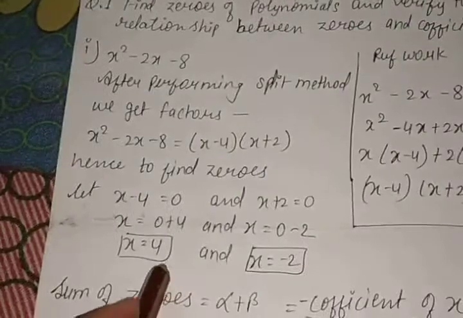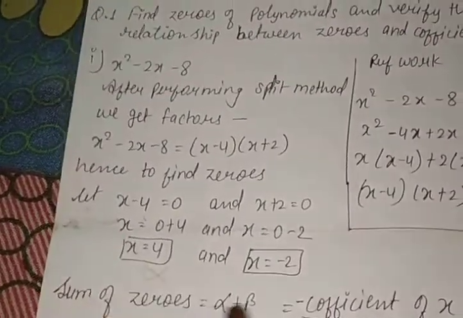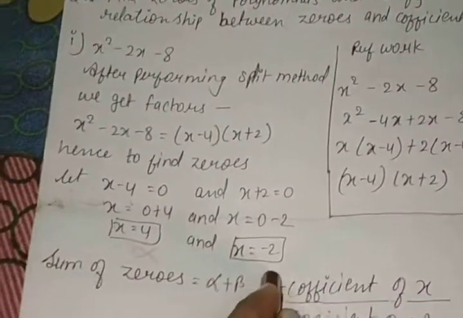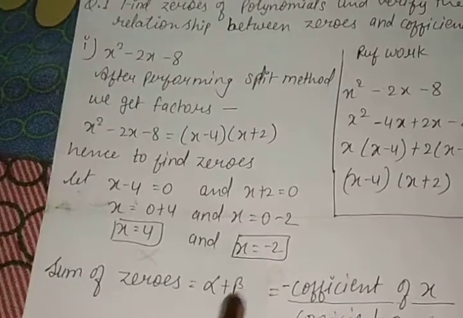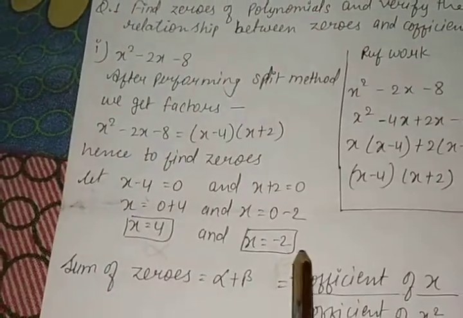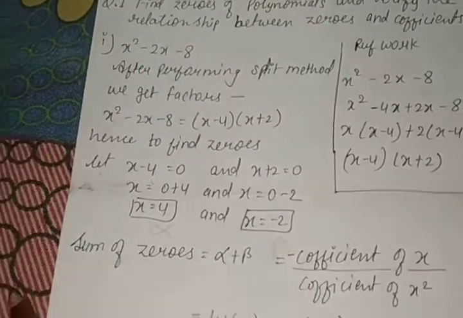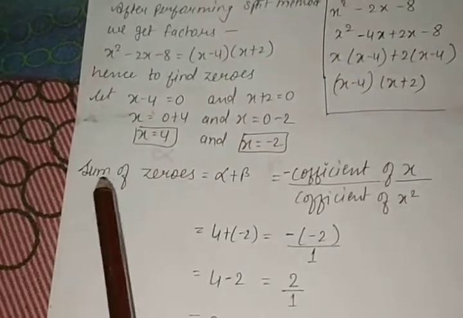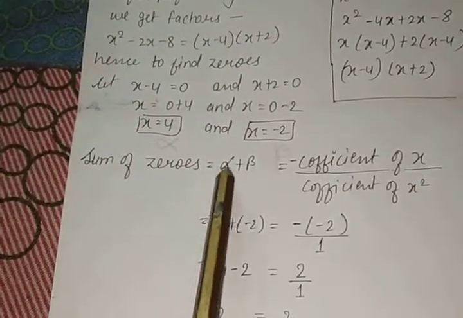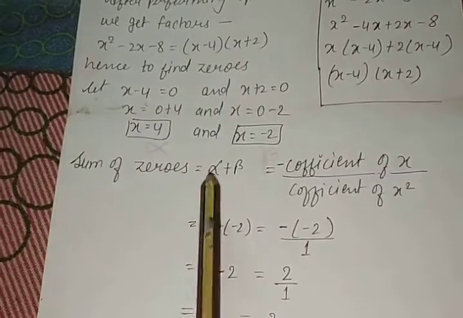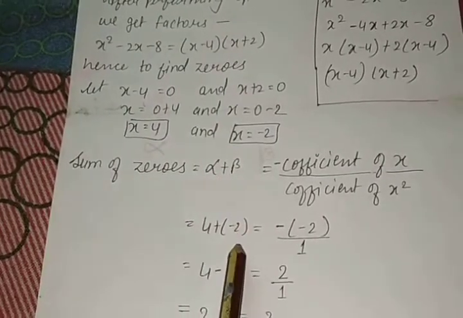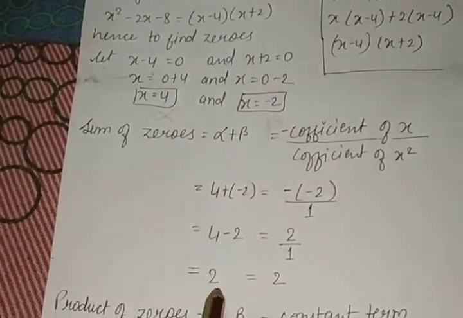The first value is known as alpha and the second value is known as beta. Now the relationship is like the sum of zeros, that means alpha plus beta. Alpha is equals to 4, beta is equals to minus 2. So 4 minus 2 equals to 2.